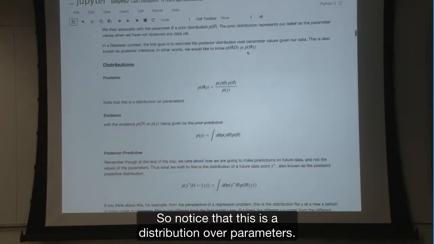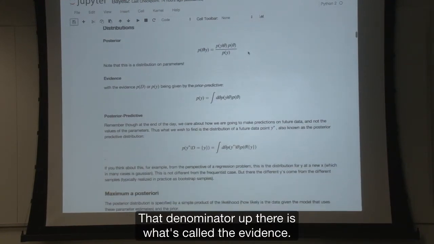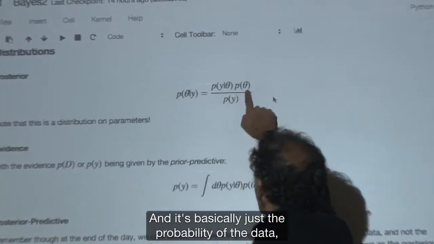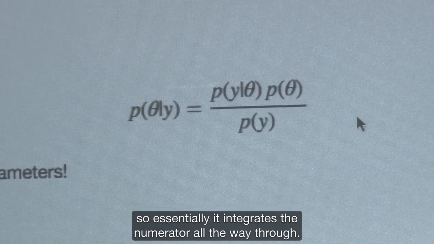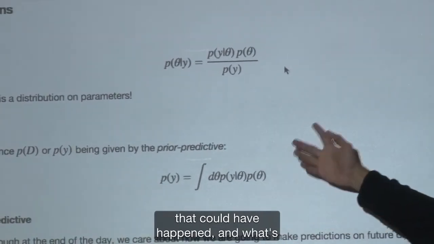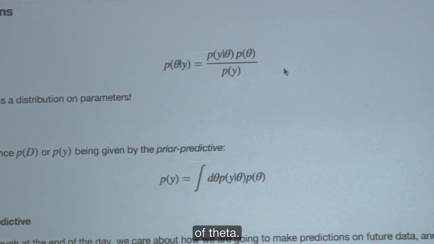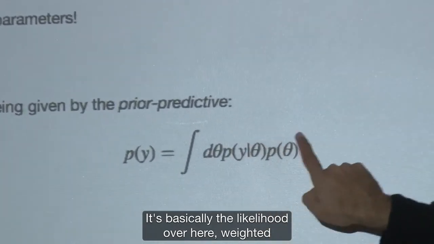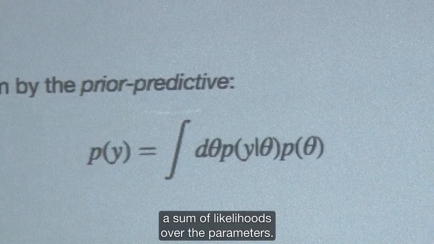So notice that this is a distribution over parameters, and there are some calculations we can make from it. That denominator up there is what's called the evidence. It's basically just the probability of the data. Essentially, it integrates the numerator all the way through. It's a sum over all possible values of theta that could have happened, and the probability of the data given all these possible values of theta. Notice that it's weighted: it's the likelihood weighted by these different priors. So if this prior was flat, this is basically a sum of likelihoods over the parameters.